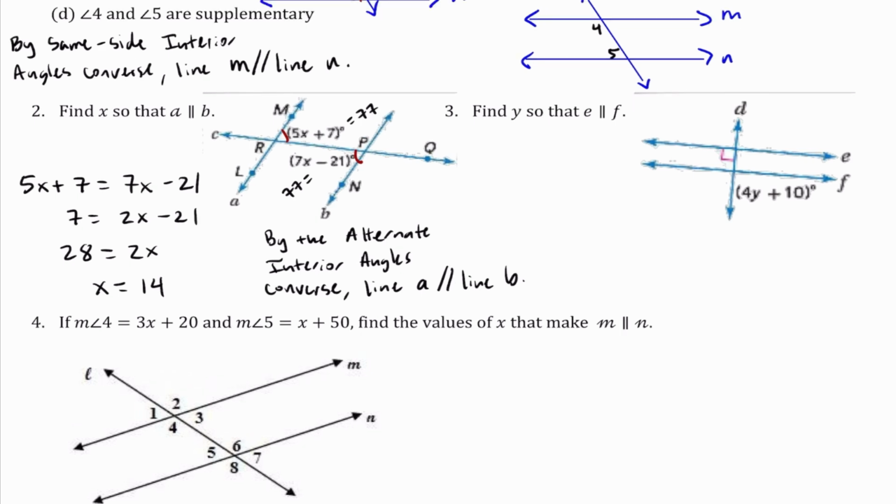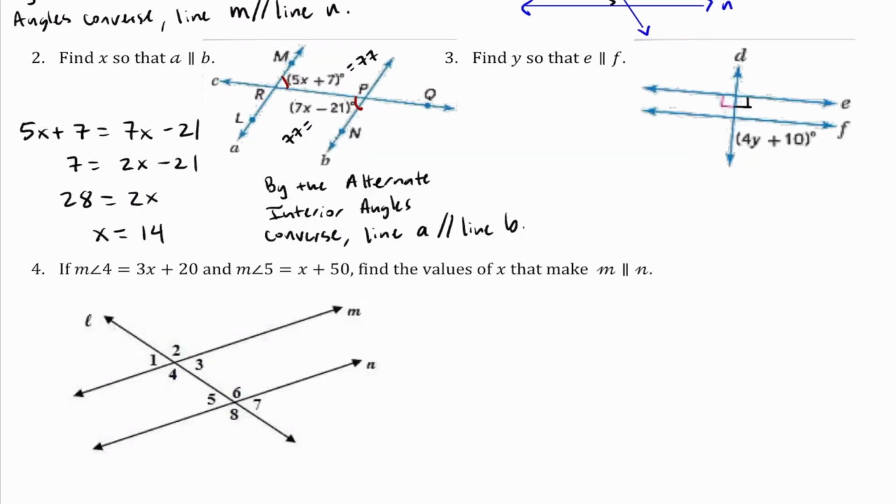Let's take a look at number 3. Number 3 says find y so that E is parallel to F. If we look at the diagram, we can see the 90-degree angle. If this angle is 90 degrees, then that means this angle is also 90 degrees. The only converse theorem that involves perpendicular is the perpendicular transversal converse. Recall, the perpendicular transversal converse states if two lines in a plane are perpendicular to the same line, that same line being the transversal, then those lines are parallel.